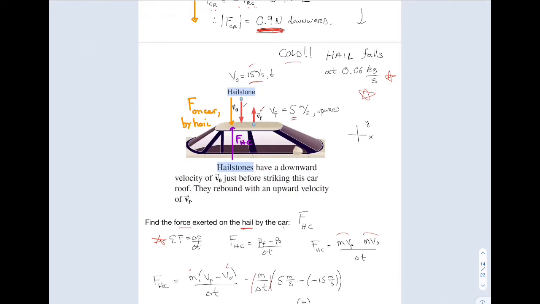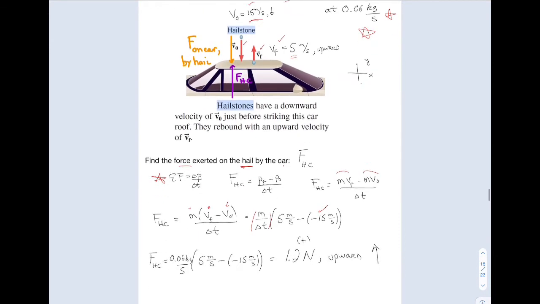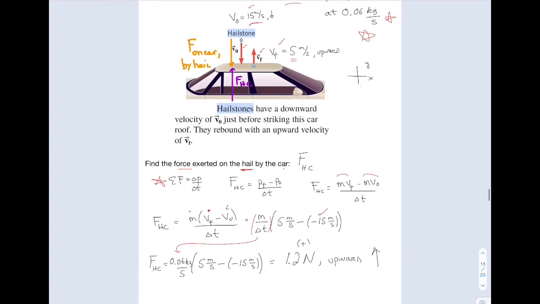So it comes in with initial velocity of minus 15, because in my coordinate system minus is down. It goes out with a final velocity of 5. So I have 5 minus a minus 15. I put that in. And so this gives me the force exerted on the hail by the car's roof to stop it is 1.2 newtons. That is positive, so that's my purple upward force. So the car's roof exerts a force in that direction.